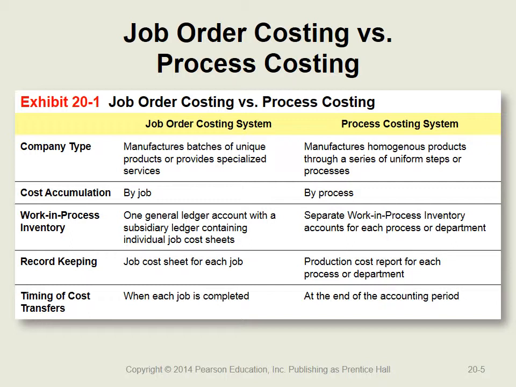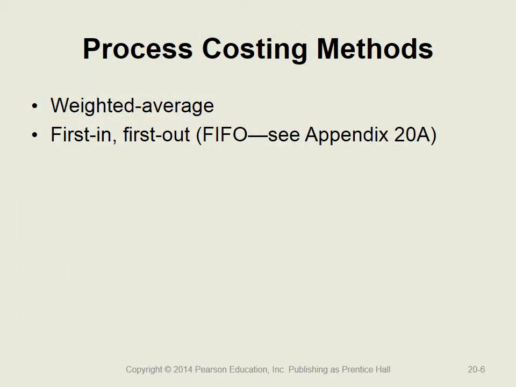Records are kept through the use of a job cost sheet for each job when job order costing is used. When process costing is used, records are kept through the use of a production cost report for each process or department. Under job order costing, the transfer of costs occurs when each job is completed. Under process costing, this transfer takes place at the end of an accounting period. Process costing uses one of two methods: weighted average, which is illustrated in the chapter, and first in, first out, which is explained in the appendix to this chapter in your book.